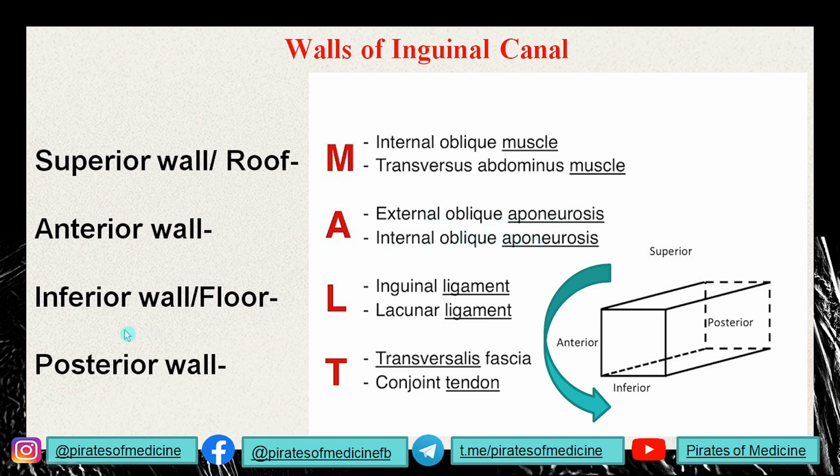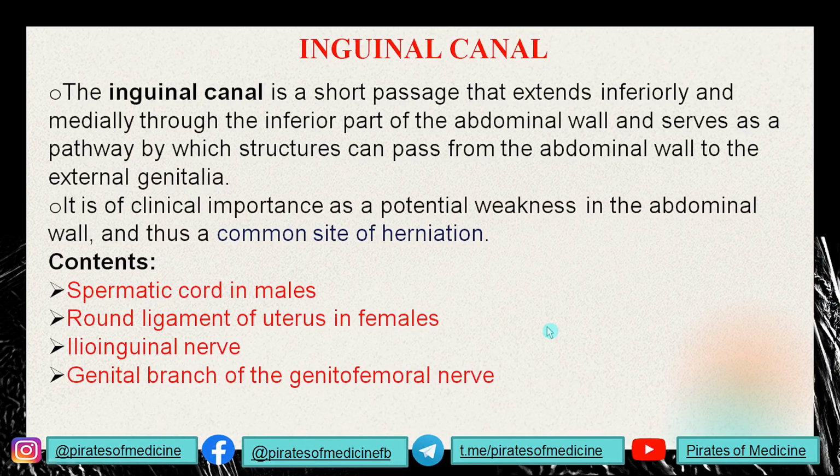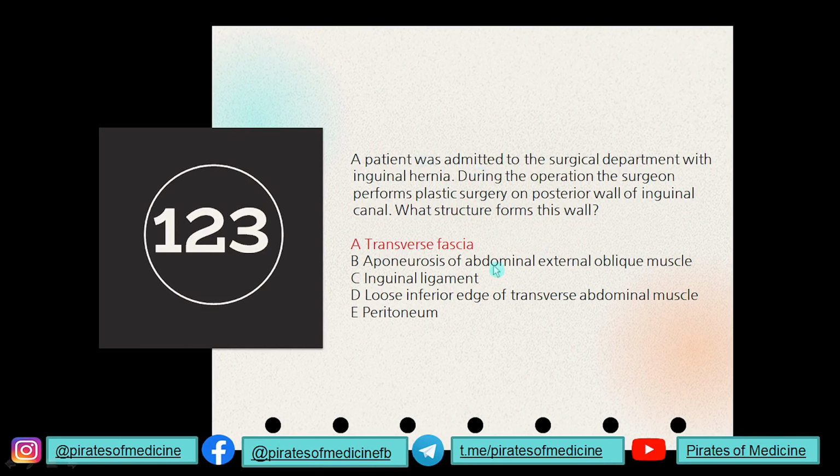Then we have the inferior wall or the floor. Floor is made by ligaments, the inguinal and lacunar ligaments. And L again we have for floor. Then the posterior wall, the back wall, it is made up by T, correct, for transverse fascia and conjoint tendon. So they asked what is the posterior wall made of in the question, correct? The posterior wall we just now found out, it is made up of the transverse fascia and conjoint tendon, and out of the options we have transverse fascia, and that is the answer, correct? So let's go to the next one.